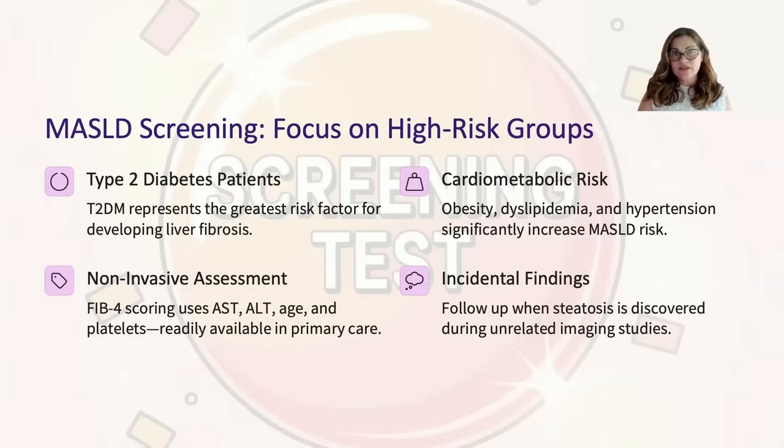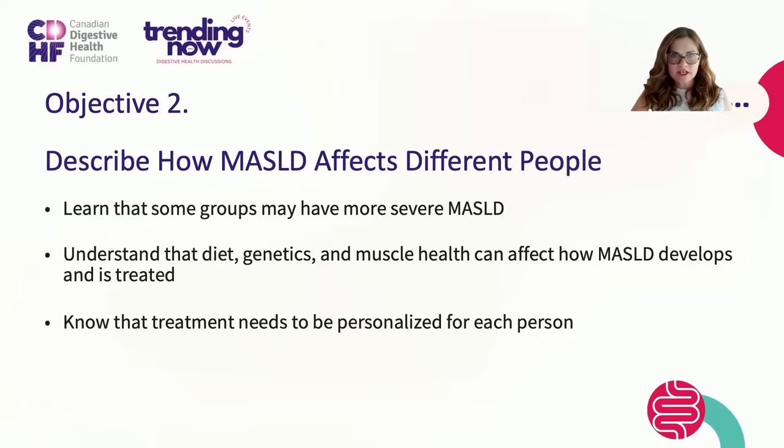So finally, if fat is found in the liver by accident during an imaging test, like an abdominal ultrasound or a CT scan, or for whatever reason you're having some imaging, that shouldn't be ignored. It's a signal to follow up and check for MASLD before it progresses. So moving on to the second objective of our presentation, how MASLD affects different people. So let's learn more about MASLD and what's going on.